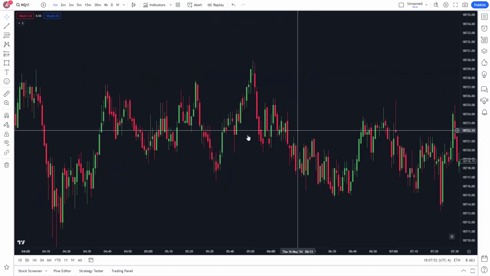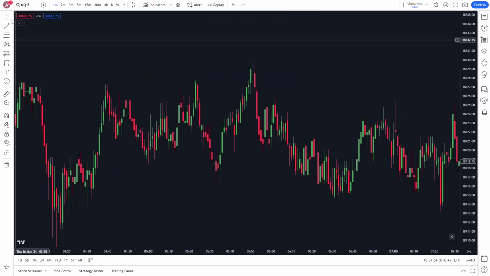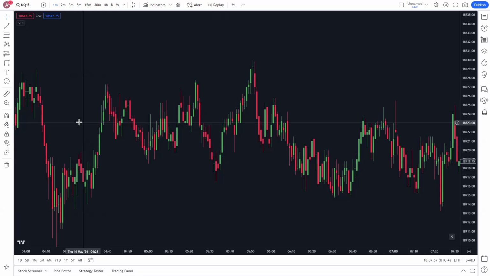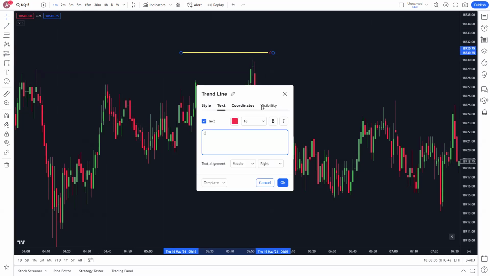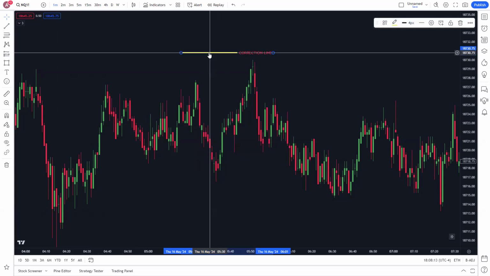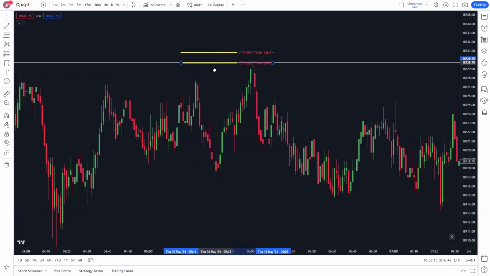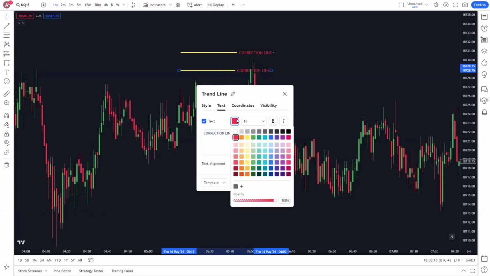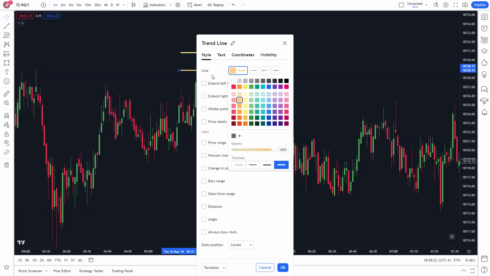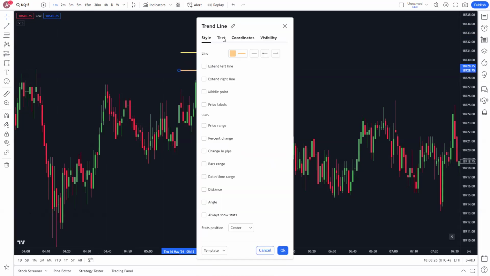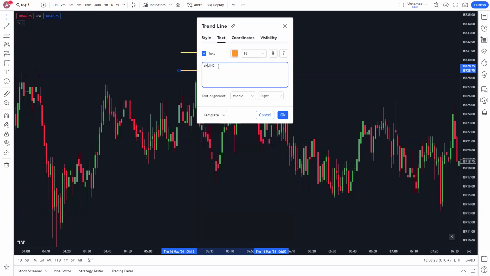All right, guys, we're in a chart right here, and I'm going to pick a random time. As you guys can see, we're on a 1 minute. What I'm going to use is a line like this one. That's going to describe our correction line right here, and then I'm going to pick another one for our expansion line, okay? I'm just going to make it orange. Going to make this orange as well right here. Text: expansion.